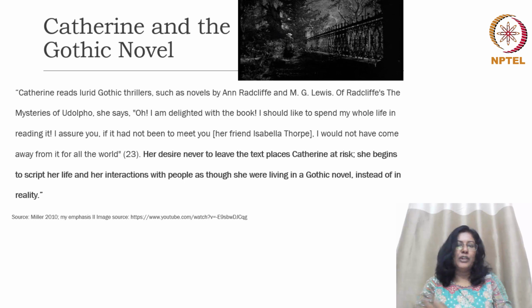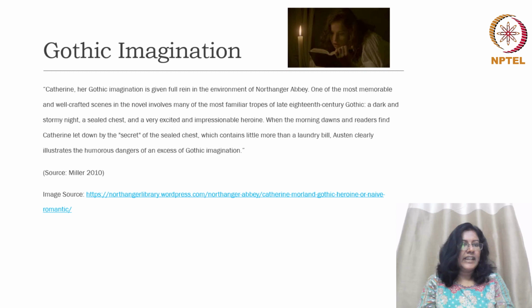Let's talk about Gothic imagination. Catherine's Gothic imagination is given full rein in the environment of Northanger Abbey. One of the most memorable and well-crafted scenes in the novel involves many of the most familiar tropes of late 18th century Gothic. A dark and stormy night, a sealed chest, a very excited and impressionable heroine. When the morning dawns and readers find Catherine let down by the secret of the sealed chest, which contains little more than a laundry bill, Austen clearly illustrates the humorous dangers of an excessive Gothic imagination.